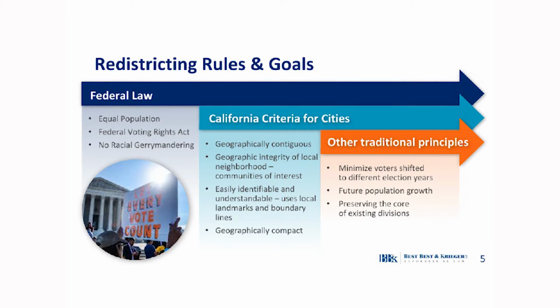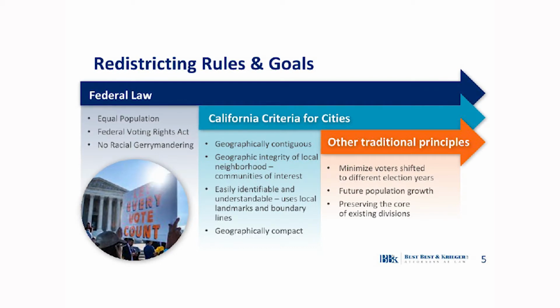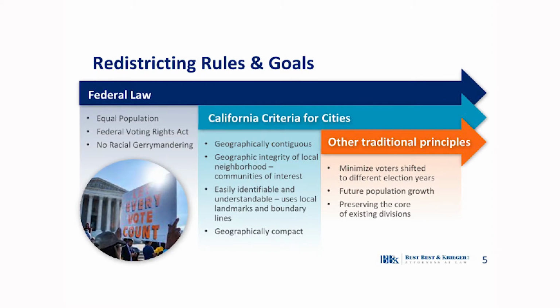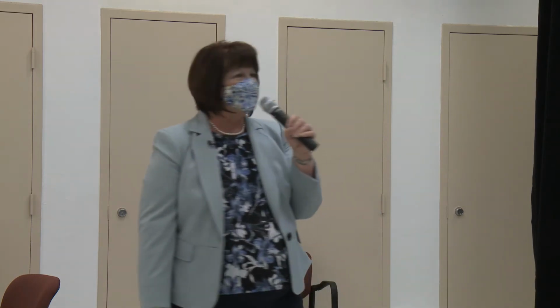The Federal Voting Rights Act addresses the voice of minority voters and ensures that we don't intentionally draw a map that limits the voice of minority voters from electing the candidate of their choice. If we have the ability to create a majority-minority voting district, we have an obligation under the Federal Voting Rights Act to do so. And then lastly, no racial gerrymandering, in the sense that we don't intentionally draw districts that preclude a minority voter from electing the candidate of their choice.